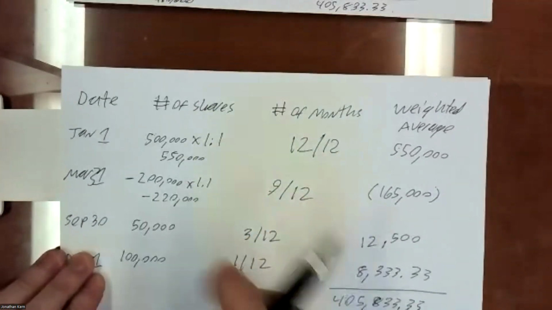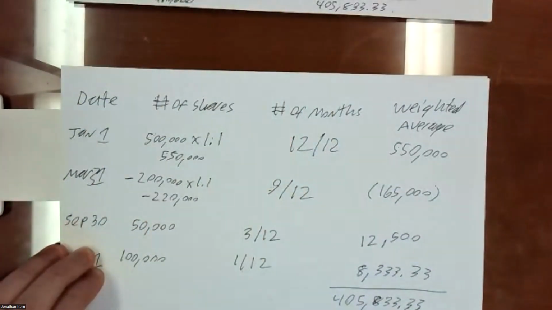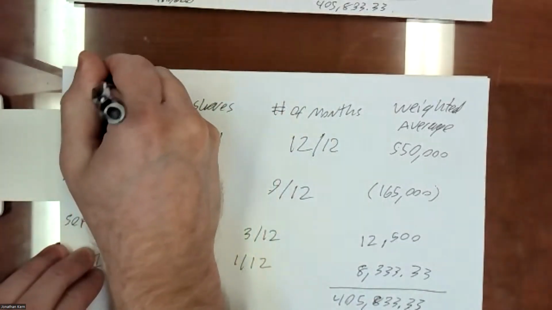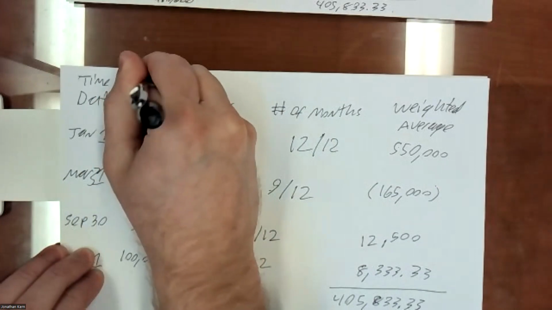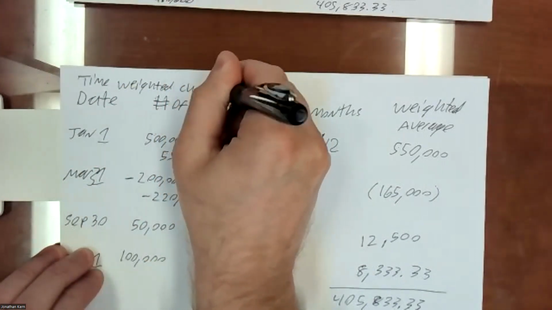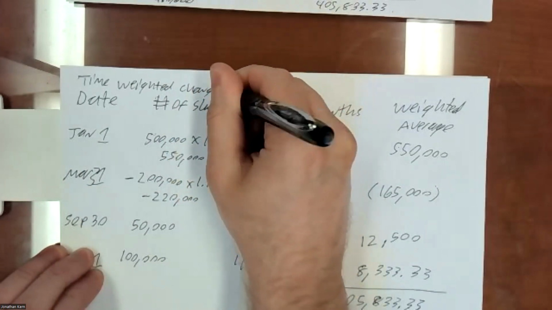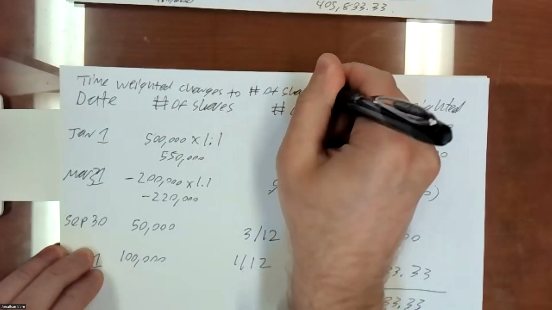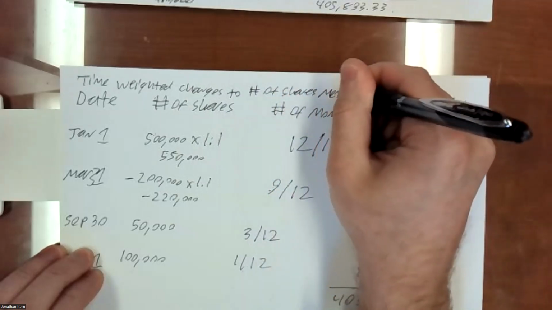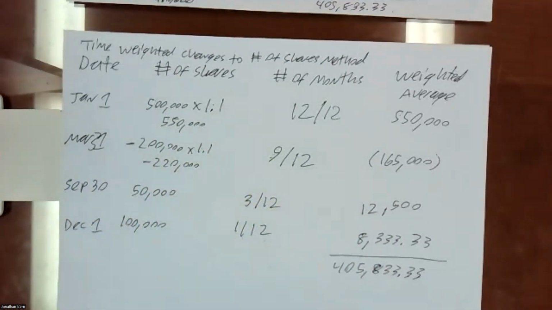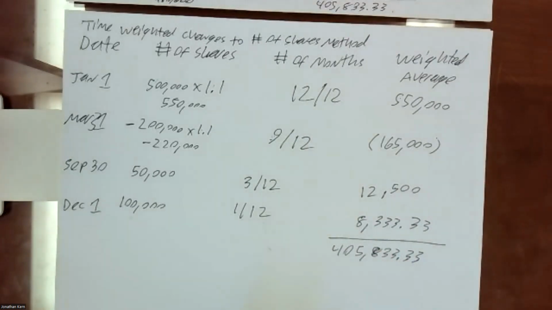And this I'm calling the time-weighted changes to number of shares method. They can use either one when calculating the weighted average number of shares.